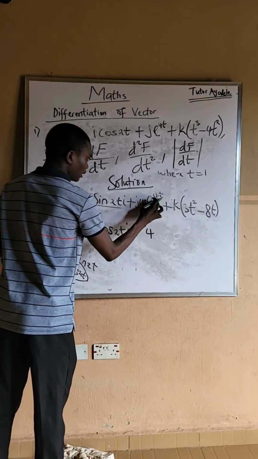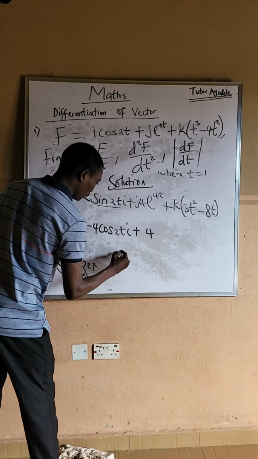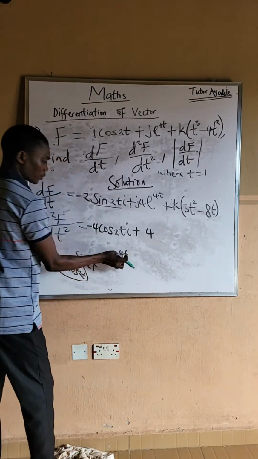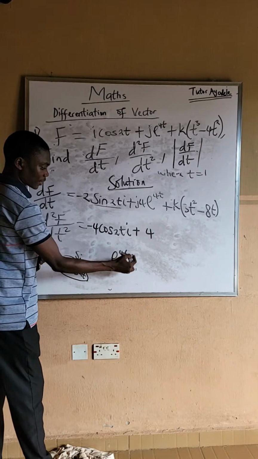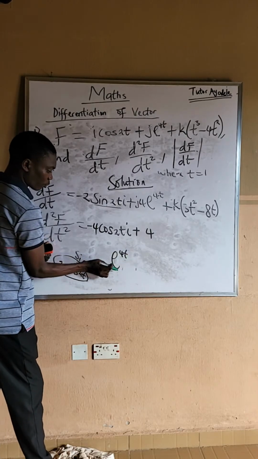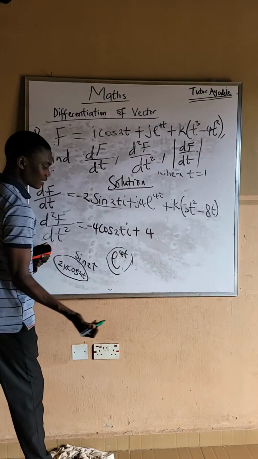Now I'm differentiating this, exponential 4t. I will just use the derivative of what is there, as I've explained earlier, which is 4, to multiply it, and we write this back. That is a simple way.